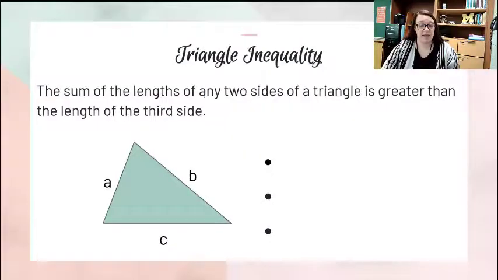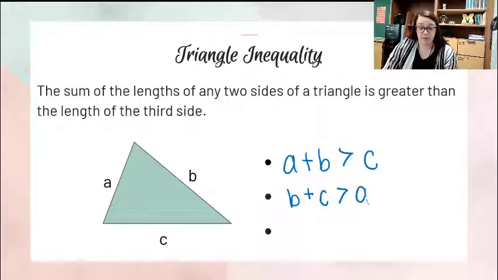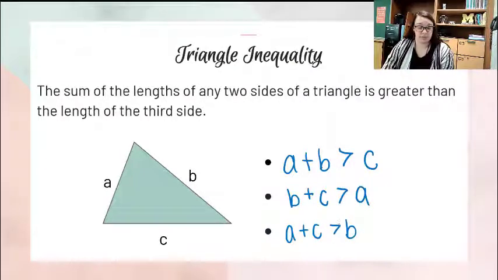The sum of the lengths of any two sides of a triangle must be greater than the length of the third side. So therefore, sides A plus B together have to be greater than C. Similarly, sides B plus C together have to be greater than A. And sides A plus C together have to be greater than B. All of these are true, and it's called an inequality because of the symbol that's used.